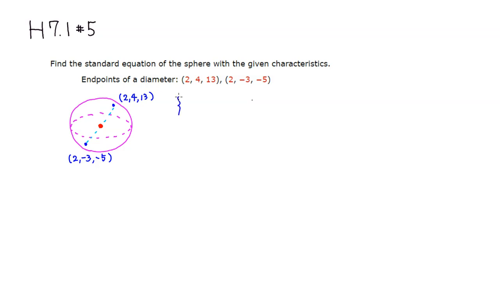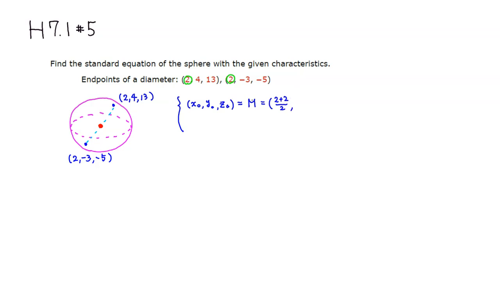Let's call the center (x0, y0, z0). This is really the same thing as the midpoint between those two endpoints, so I'm going to call it M. It can be found by just finding the average. Looking at the x-coordinates, 2 and 2, the average is 2 plus 2 over 2, which is 2.